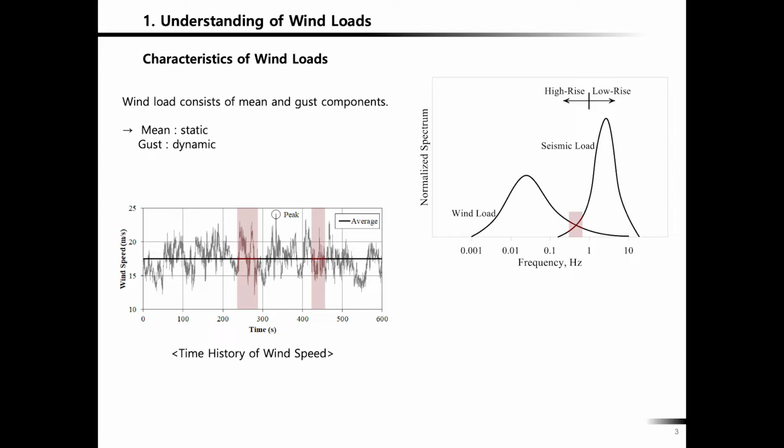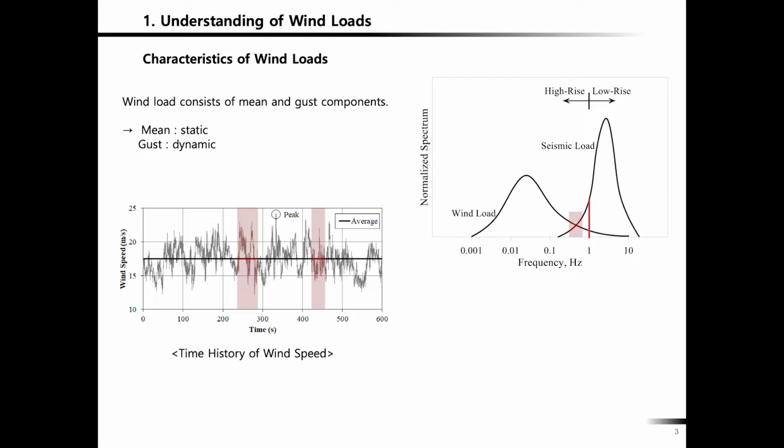For example, a 10-story building. For a 10-story building, we assume a 1 second period, and 1 second period is the same as 1 hertz. So a 10-story building is not vulnerable to wind load because your wind load energy content will be smaller for that frequency. For a 10-story building, you will be affected by the seismic load more than the wind load.